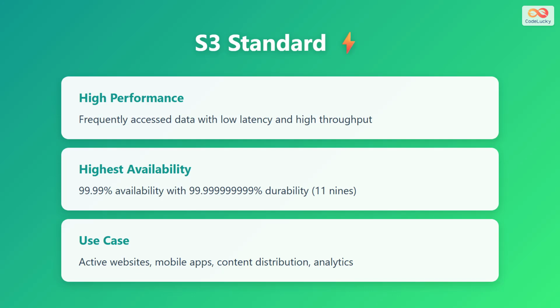S3 Standard is designed for high performance with frequently accessed data that requires low latency and high throughput. It offers the highest availability at 99.99%, combined with an impressive durability of 11 nines, which means 99.999999999%. This makes it perfect for active websites, mobile applications, content distribution, and big data analytics, where you need instant access to your data at all times.